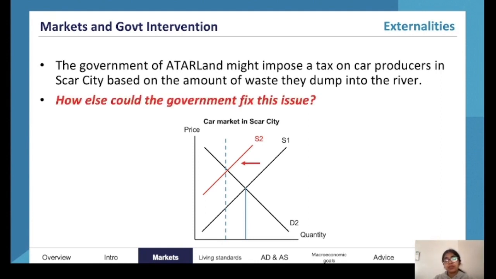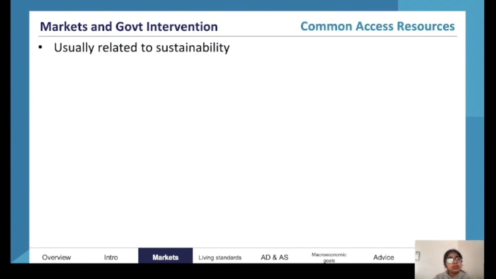Another way the government could fix this issue, and there's quite a few ways: taxes are one, another one is just bans, like concrete bans on producing. They might put limits on how many cars they produce and so on. Okay, so common access resources. This is another type of externality.